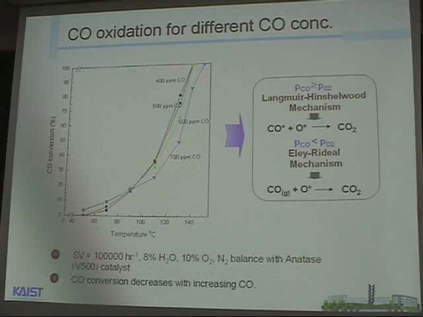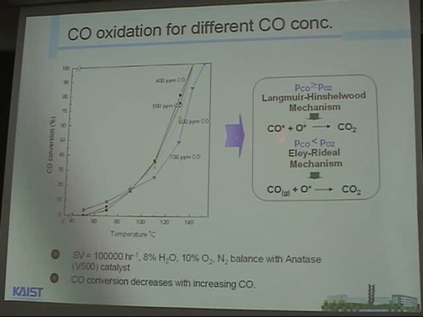This is the effect of CO concentration on CO conversion. If we increase the CO concentration, then it gives conversion at high temperature as compared to the others. As I calculated the partial pressure, if the partial pressure of CO is higher than the oxygen, then it follows the Langmuir-Hinshelwood mechanism. And if the partial pressure is low, then it follows the Eley-Rideal mechanism.